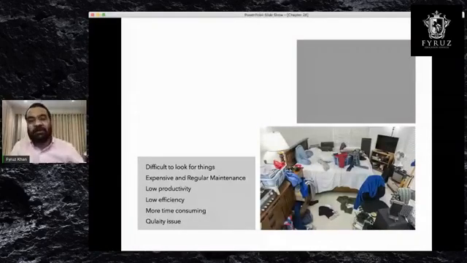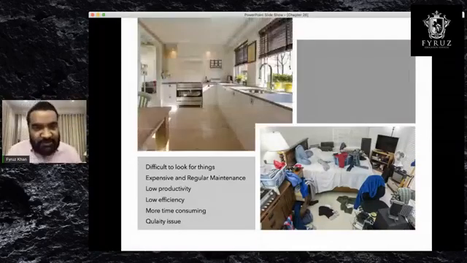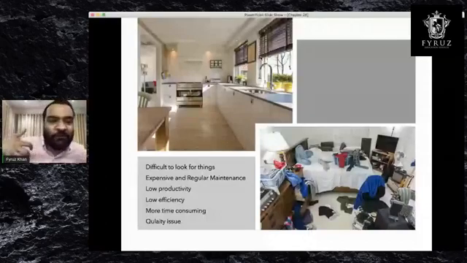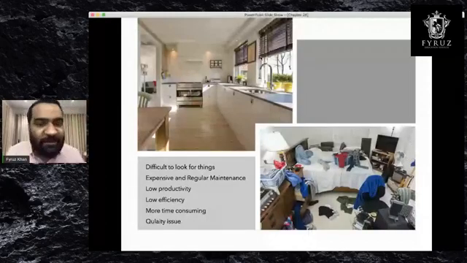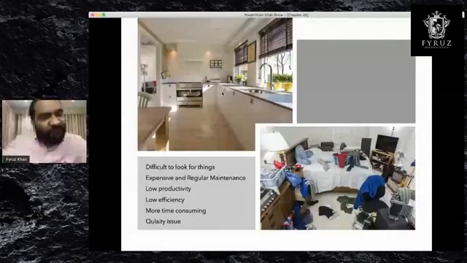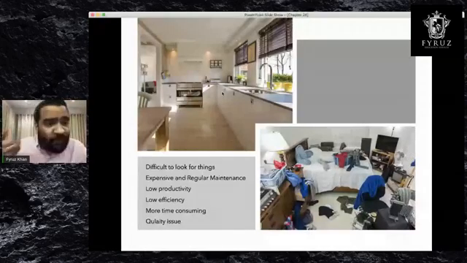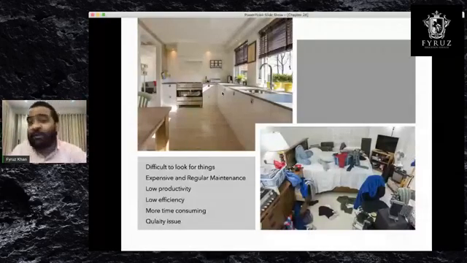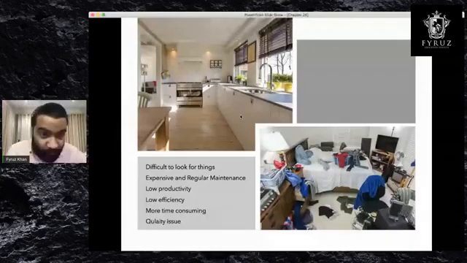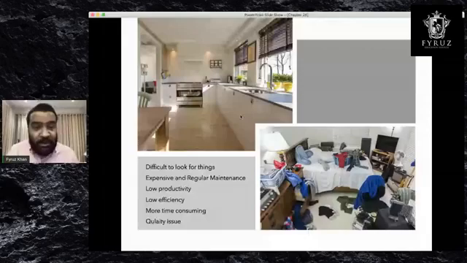On the other hand, let's have a look at this picture. See how organized, how clean it is. Now, if you want to find a knife from one of these drawers, it's going to be very easy. Just pull out the drawers and you will be able to find knives. If you want to find plates or glasses, you will know where they are because you have organized it that way. So the opposite things are true for this.